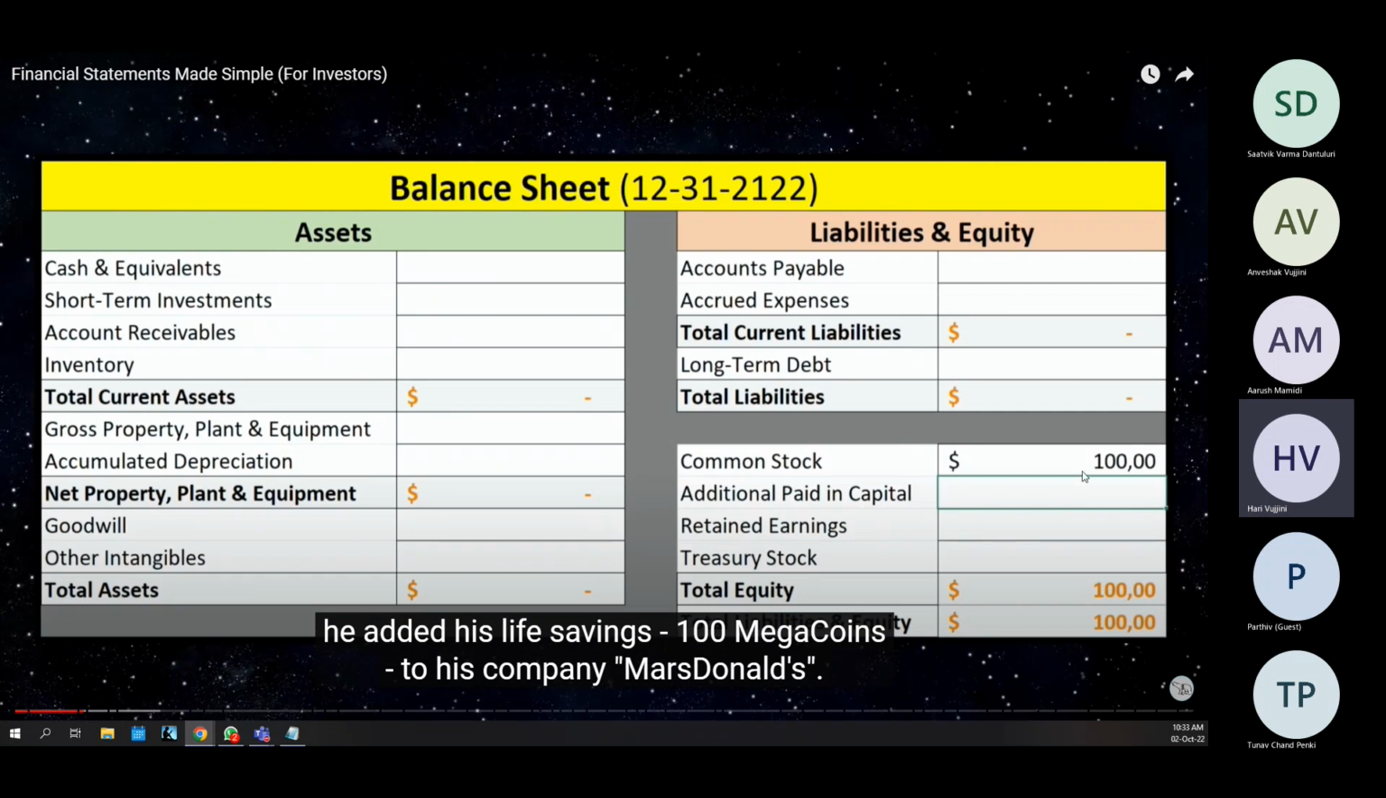He added an initial investment of $100 into this business, which he is starting on Mars, a McDonald's or pizza company. If you look now at the balance sheet, the common stock is $100, because that's the investment the owner of the business started with. That's the reason you see the entry here.